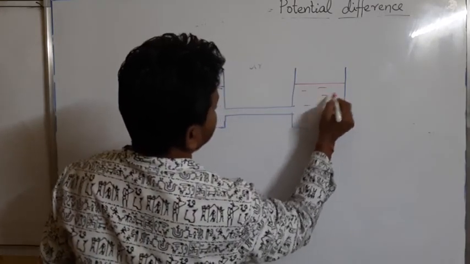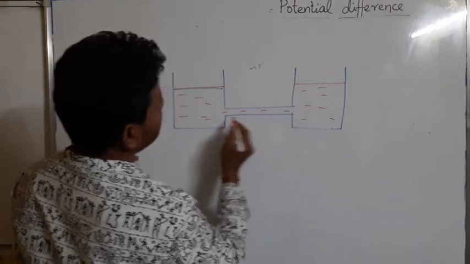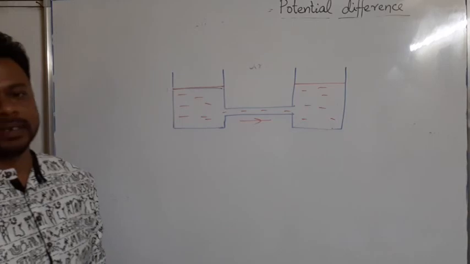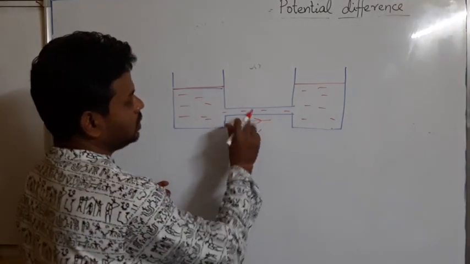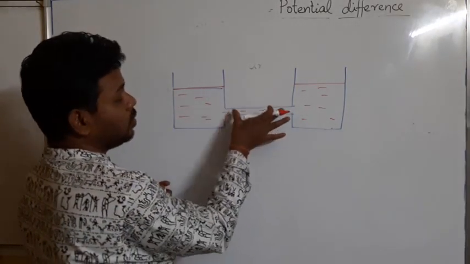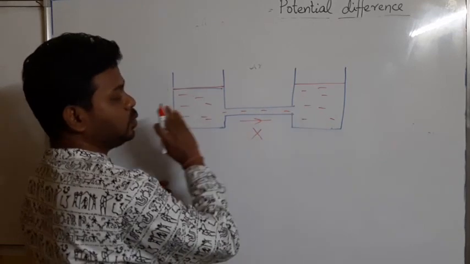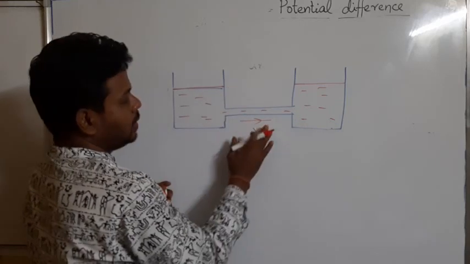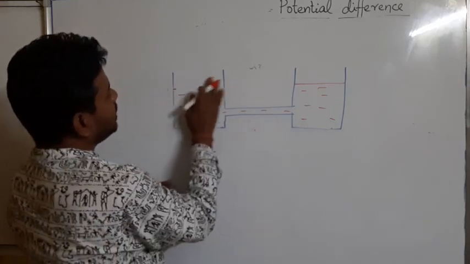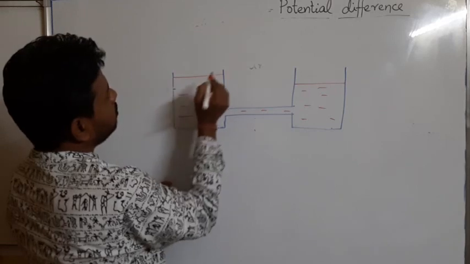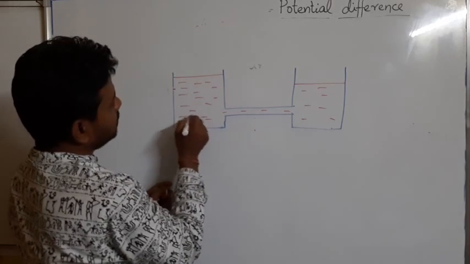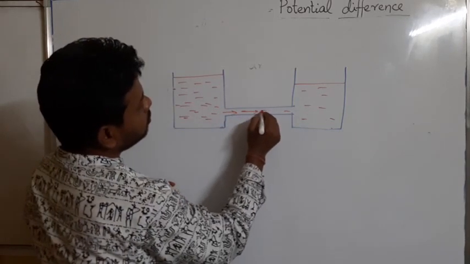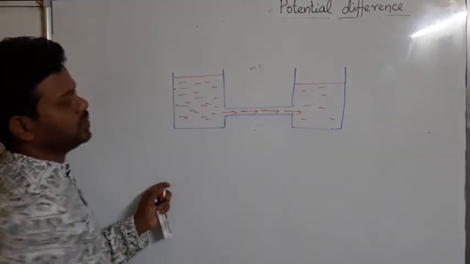Same amount of water, then what will happen? Will the water move from one tank to another? Definitely not. The water will remain constant. It will not move from one tank to another because they have the same level. But if I make one of the tanks have more water, or the level of water will be more, so definitely the water will move from this tank to this tank.